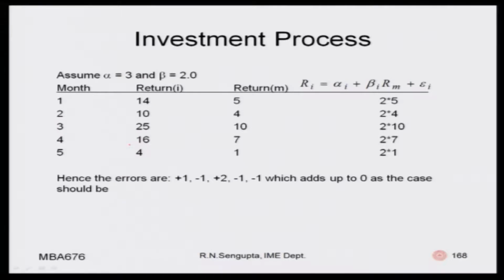So, consider this very simple example. The months are given in the first column, the returns are given in the second, and the returns of the market are given in the third, and you utilize the equation Ri = alpha i + beta i * Rm + epsilon. You consider alpha as 3, a constant, and beta as 2, and find out these values. The reason I am highlighting this simple equation is that even though it is a theoretical one, the important point to remember is that the sum of the errors should definitely be 0.